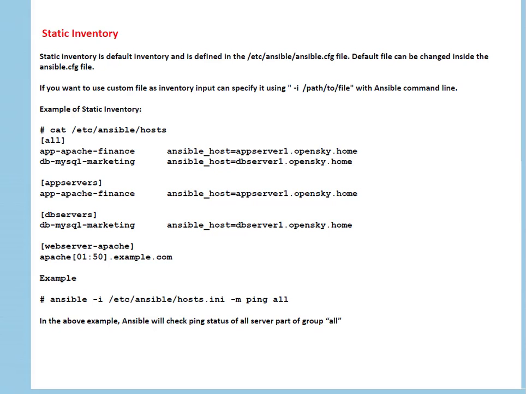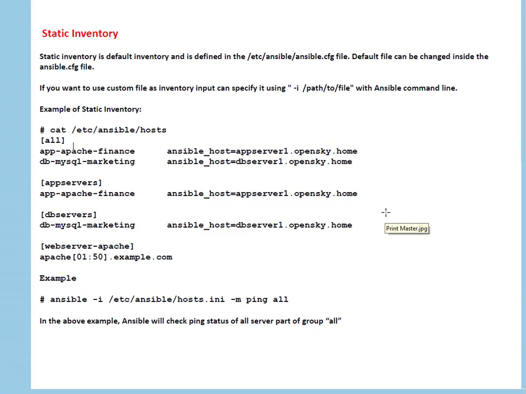On my screen, if you can see, I have an example of a static inventory file. If you see here, I have one group named all, and in that group, I've got this alias app-apache-finance. This is the alias, and the actual server name is appserver1.opensky.home. Similar way, I've got db-mysql-marketing, but the actual server name is dbserver1.opensky.home. I'm specifying it with ansible_host. That's the way to define the server.